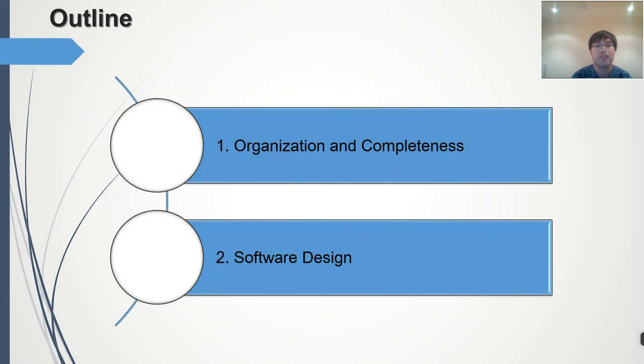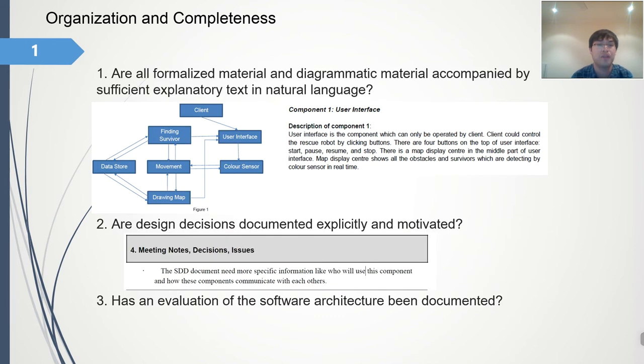There are two parts in this review: the organization and the completeness in the software design. For the first part, the first question: each formalized material or diagrammatic material has a specific explanation. For example, this is our home system architecture, and this is one explanation for the specific components on this structure.